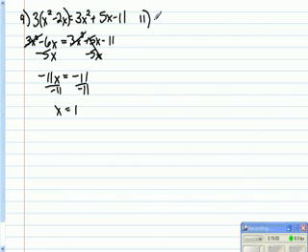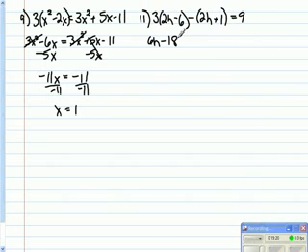Number 11. 3 times 2h minus 6 minus 2h plus 1 equals 9. Distribute, so I'm going to say 3 times 2h is 6h. 3 times negative 6 is negative 18. You do need to distribute this negative, so change to plus, negative, negative. So basically minus 2h minus 1.